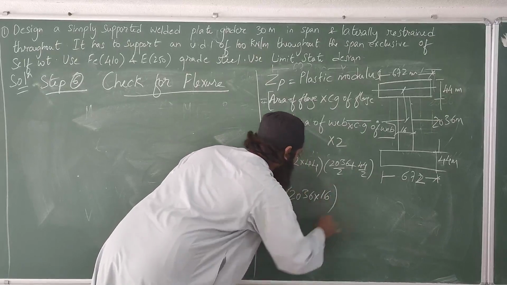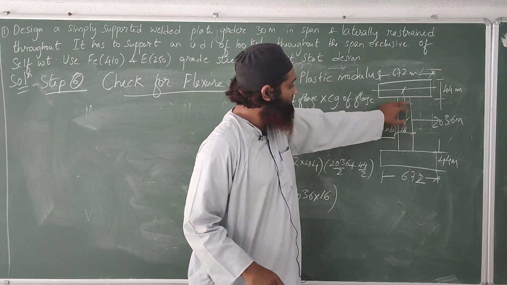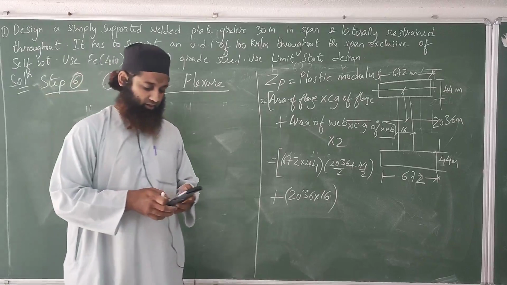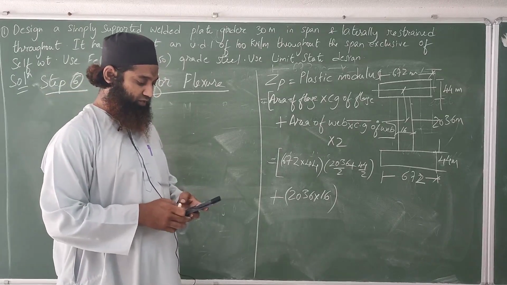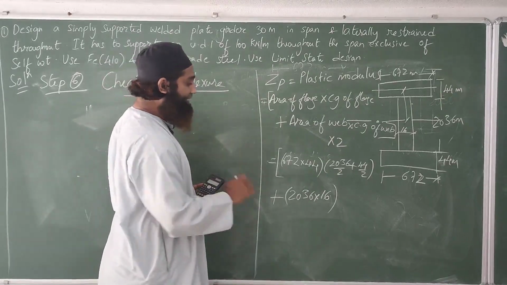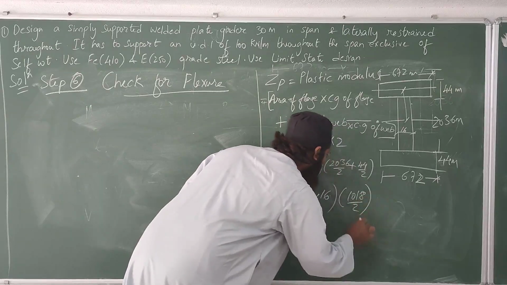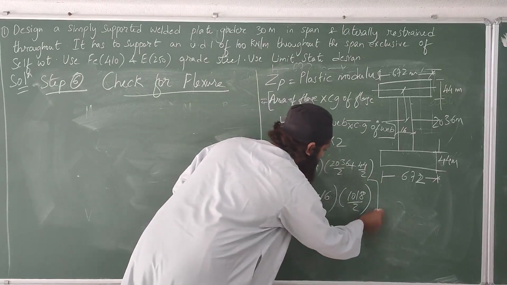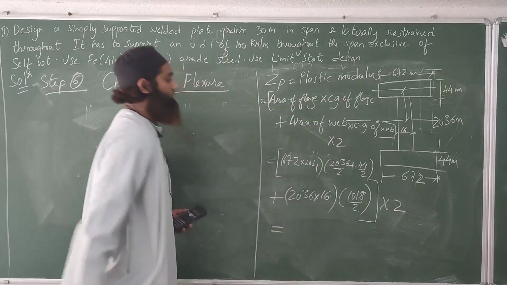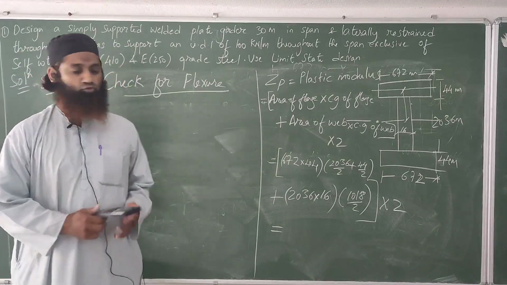Okay, into CG, that is half of 2036. Half of 2036, we'll just see here, 2036 divided by 2, we are getting 1018. 1018 by 2. Now this whole should be multiplied by 2 times. You can calculate this value here, 672 into 44 into 2036 by 2.